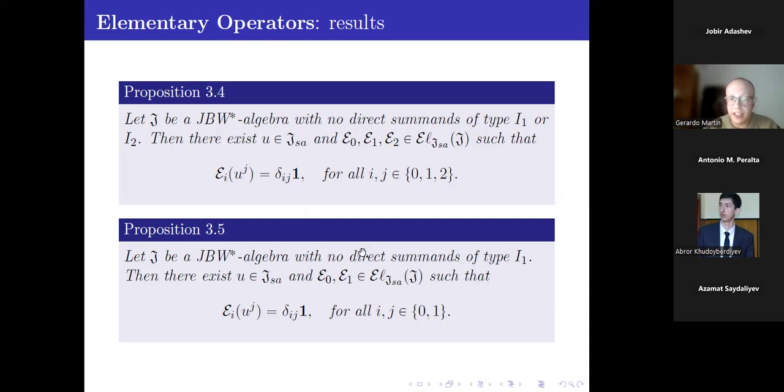And furthermore, in the case we consider a GB-star algebra with no direct summands of type I1, then we can find this self-adjoint element, but we now obtain only two elementary operators satisfying the property.